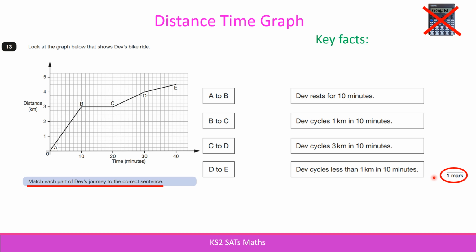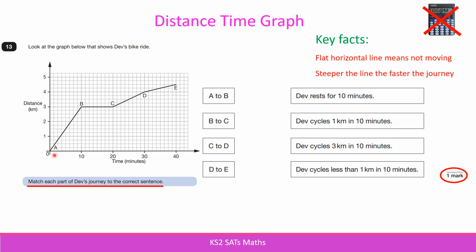Now, key facts. You need to know that when you get a horizontal or flat line, so this section here between B and C, it means that the person is not moving. So this person here, Dev, started at B at 3 kilometres, and then at C he's also at 3 kilometres, which means the person hasn't moved anywhere, so they're in the same spot. They are stationary, so they are sitting still. So that's what this horizontal line means.